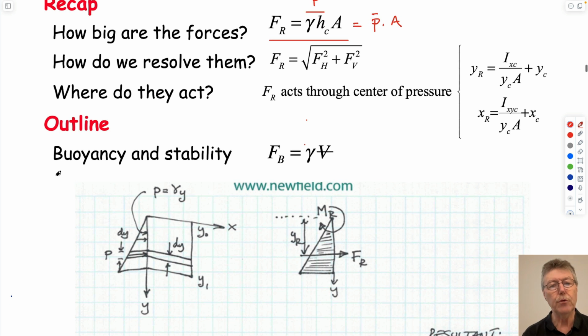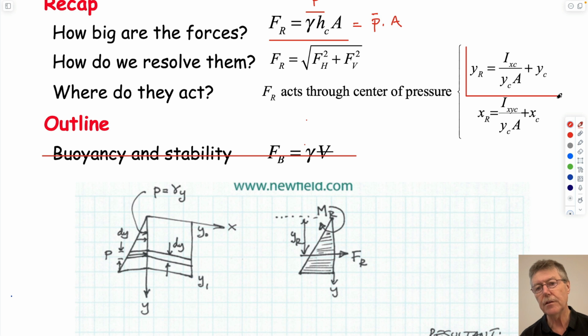We won't talk about buoyancy and stability today. We'll do that on Friday. And we can generalize a rule that allows us to say exactly where the force acts. So the force doesn't act from the place that we calculate its magnitude.